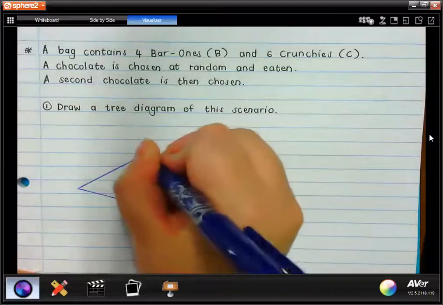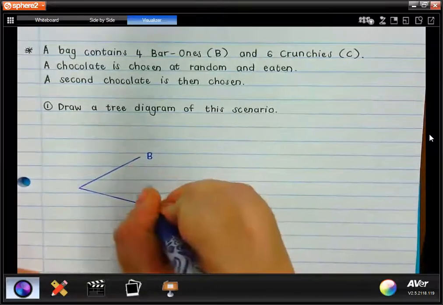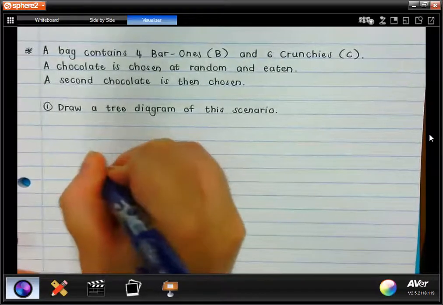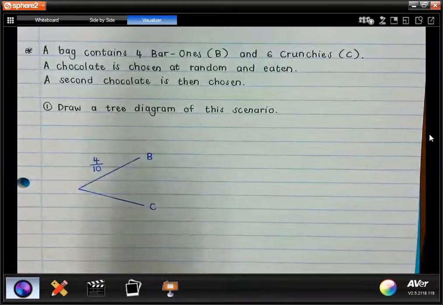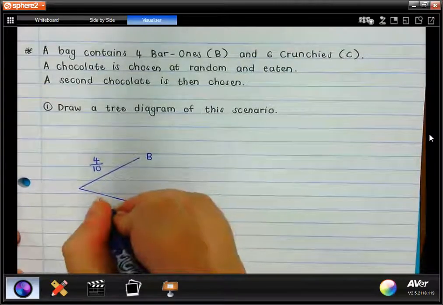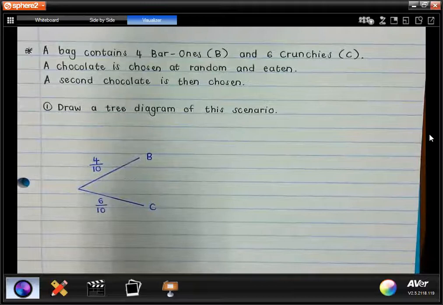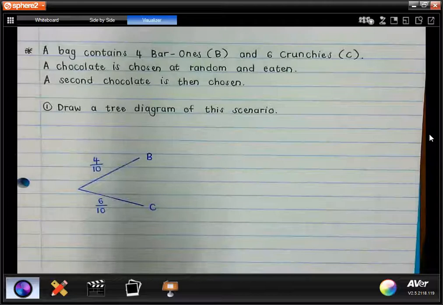All right, so like we said, bar ones, crunchies. There are 4 bar ones and there are 10 chocolates in total. There are 6 crunchies and there are 10 chocolates in total. Now guys, normally we wouldn't be allowed to leave it as 4 over 10. We would have to write 2 over 5, right? In a tree diagram though, it's the only place in maths where you don't have to simplify your fractions.